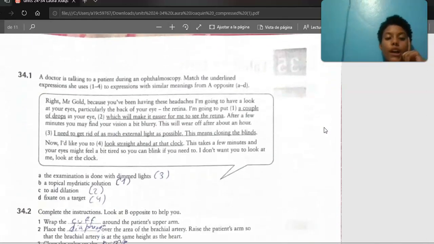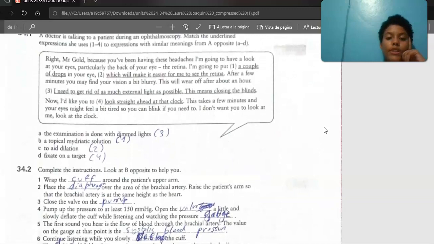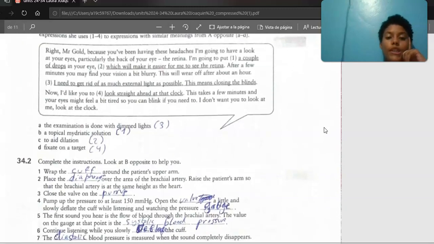A doctor is talking to a patient during an ophthalmoscopy. Match the underlined expressions 1 to 4 with expressions of similar meaning A to D opposite.